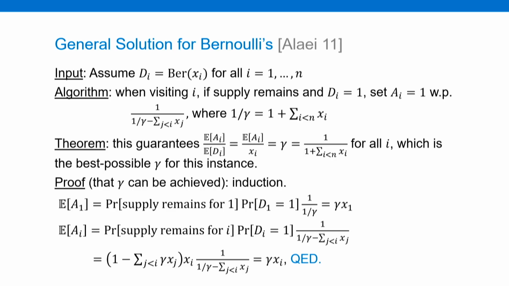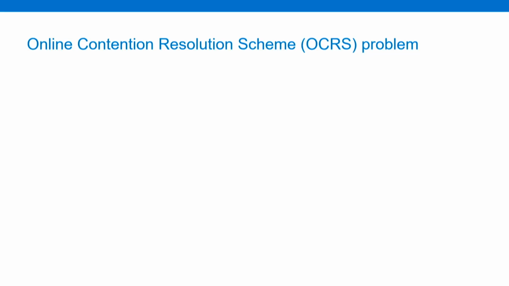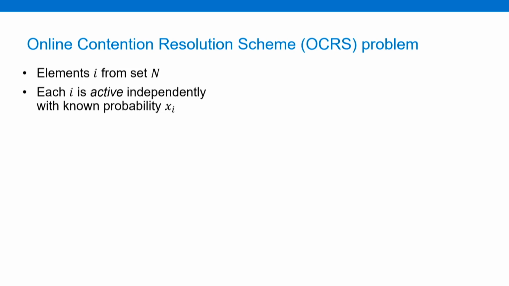OK, so I wanted to whet your appetite with this food allocation problem. So now I'll formally describe what an online contention resolution scheme is. It's basically a more general version of this food problem. In the online contention resolution scheme problem, I'm now going to call my agents elements i from some set N. I'm going to think about wanting food as being active. So every i is active independently with a known probability xi.